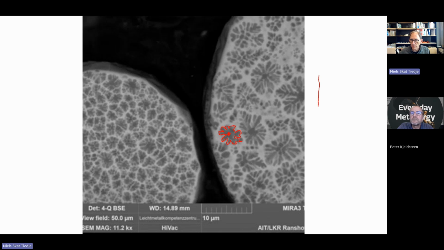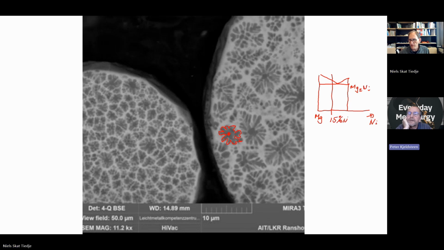maybe if I am very good at this, I could make a small sketch. And say we have magnesium, and then we have, I'm not going to draw the whole phase diagram, but let's just say we have nickel here, and we have the eutectic, Mg2Ni, and we have pure magnesium here. And as we may recall, our alloy is here with 15% nickel.